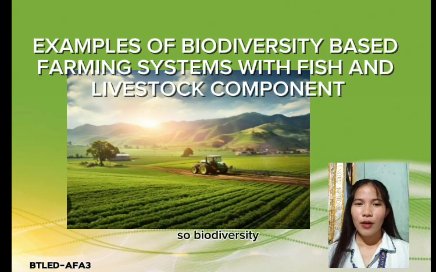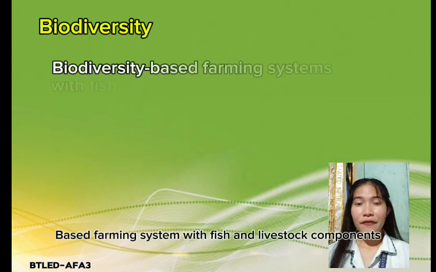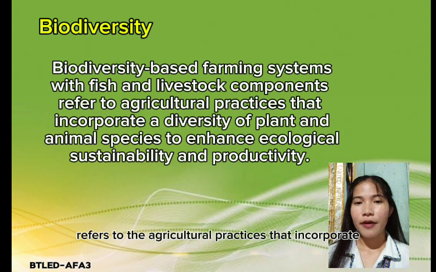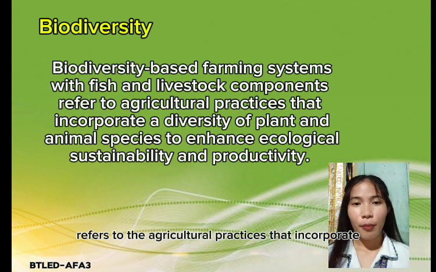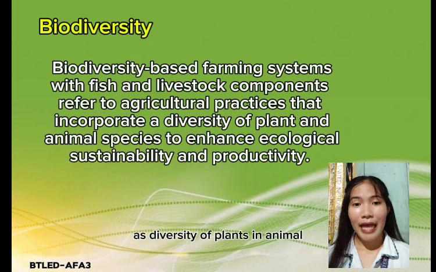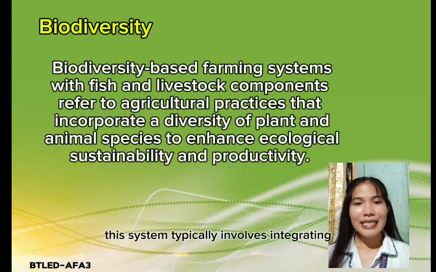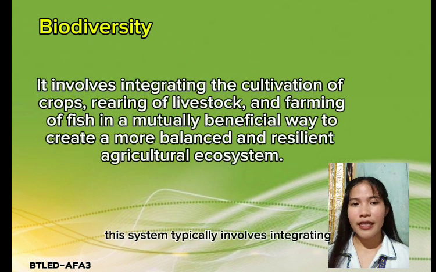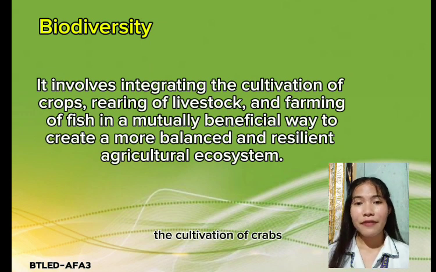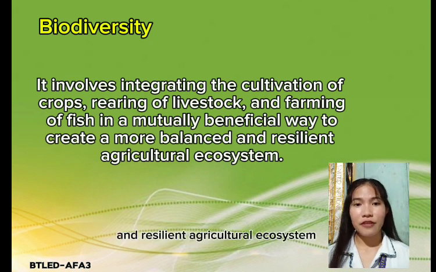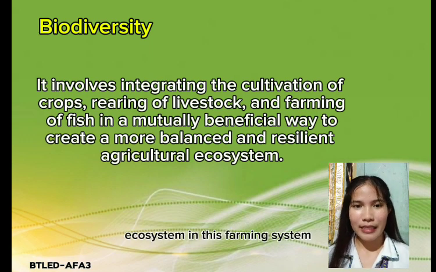Today's video, we will discuss an example of a biodiversity-based farming system with fish and livestock components. A biodiversity-based farming system with fish and livestock components refers to agricultural practices that incorporate a diversity of plant and animal species to enhance ecological sustainability and productivity. This system typically involves integrating the cultivation of crops, rearing of livestock, and farming of fish in a mutually beneficial way to create a more balanced and resilient agricultural ecosystem.